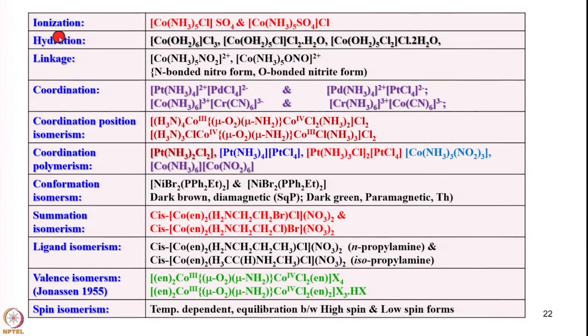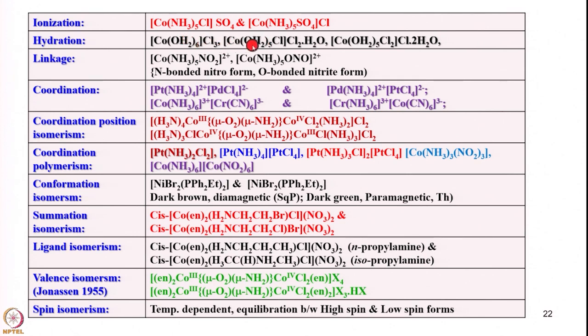The first one is ionization isomerism. You can see here in case of ionization isomerism, what we have is chloride as secondary valency and sulfate as primary valency, whereas in this other isomer sulfate is secondary valency whereas chloride is primary valency. In hydration we can have several isomers. For example, you take the first one, hexaaqua cobalt 3 chloride, and in this one 6 water molecules are secondary valency, whereas in the second one the composition is the same, we have 6 water molecules and 3 chlorides, but they change their positions.